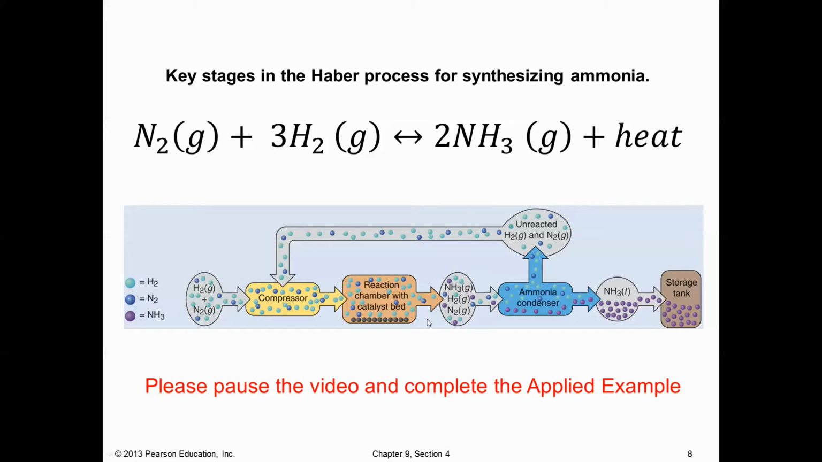So please pause the video and complete the applied example. Once you've done that, shoot on over to the discussion section and participate with your classmates.